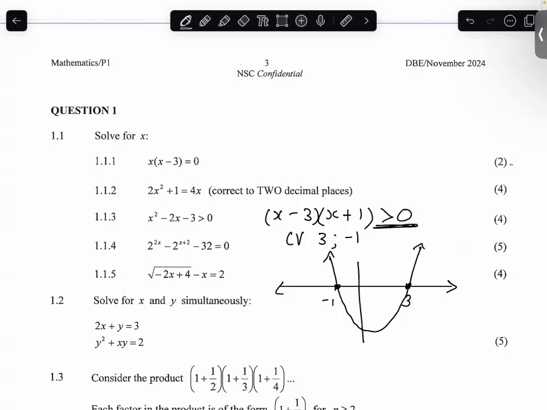This is asking for greater than. Greater than 0 meaning positive. Where does the graph lie? Above the x-axis, there and there. So where x is less than, follow this arrow, less than minus 1, or where x is, follow this arrow, greater than 3. That's your solution there.